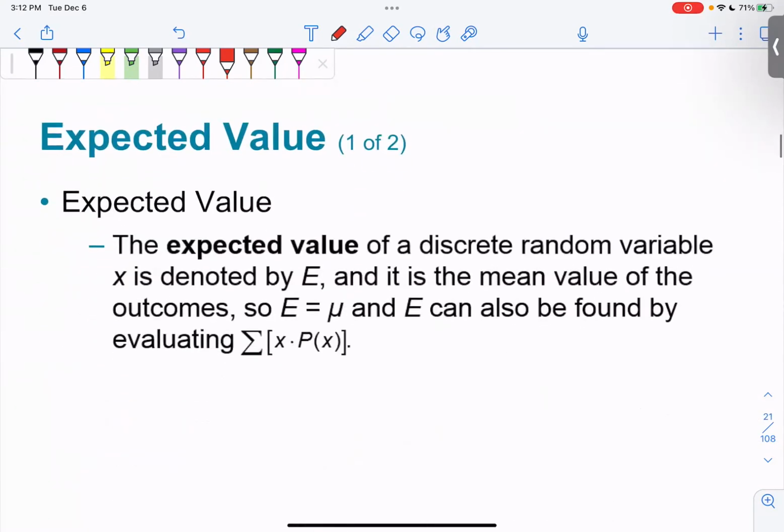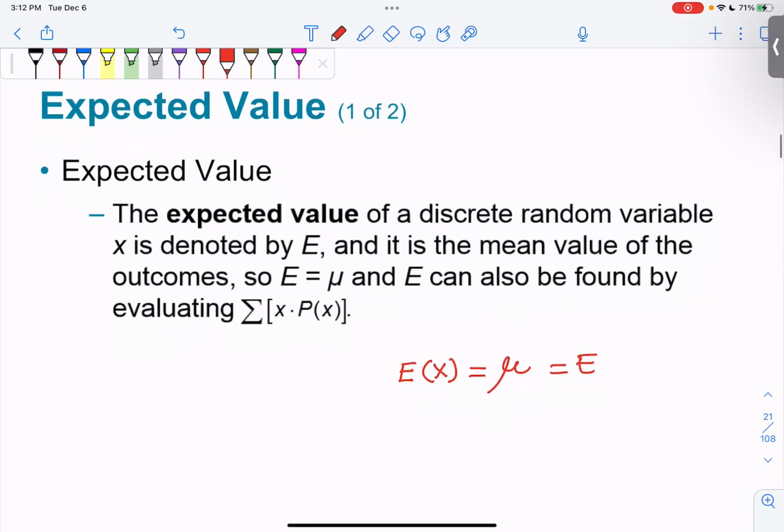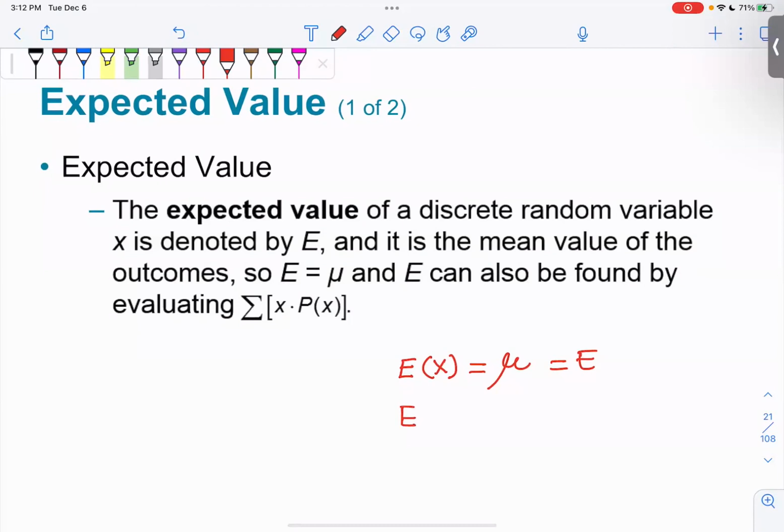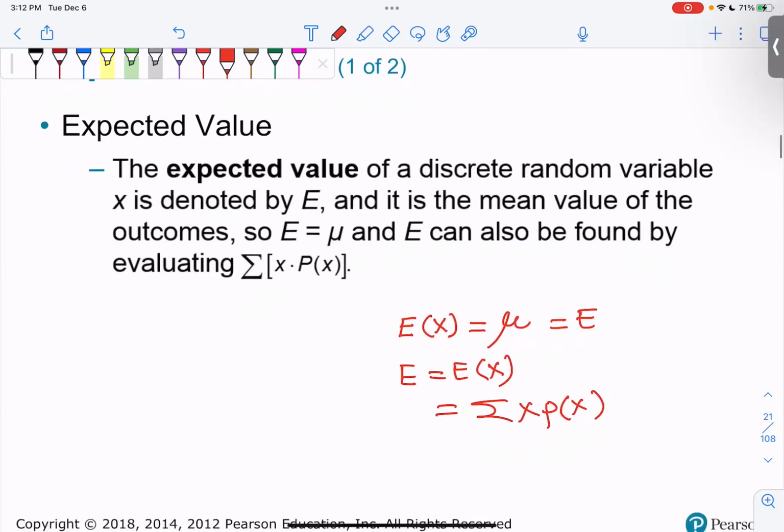And then the expected value. The expected value is exactly the same as mu. We can call it expected of x or just E, maybe you'll find it. So expected of x equals mu. So E or expected of x is the same. It will be the summation of x times probability of x.